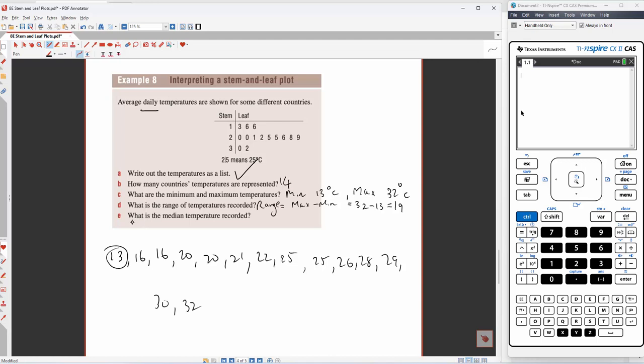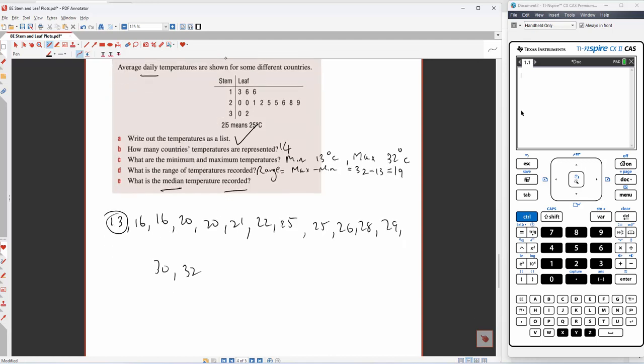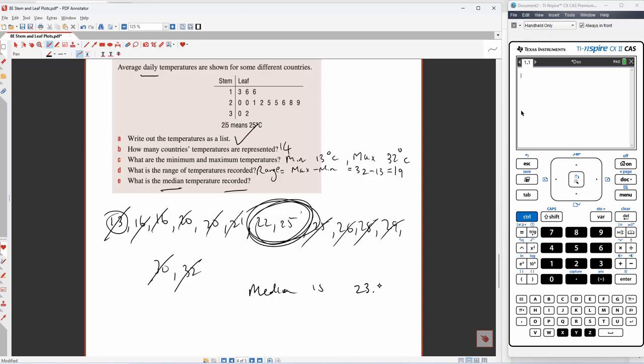Okay, the final thing we're going to answer is the median temperature recorded. So remember, median is the middle value. So to do that, remember what we were doing here is we're just slashing the ends off. Then we go in one, in another, in another, in another, in another, and we're left with 2 middle values. So the median is going to be the center point of 22 and 25, which will be, median is 23.5.